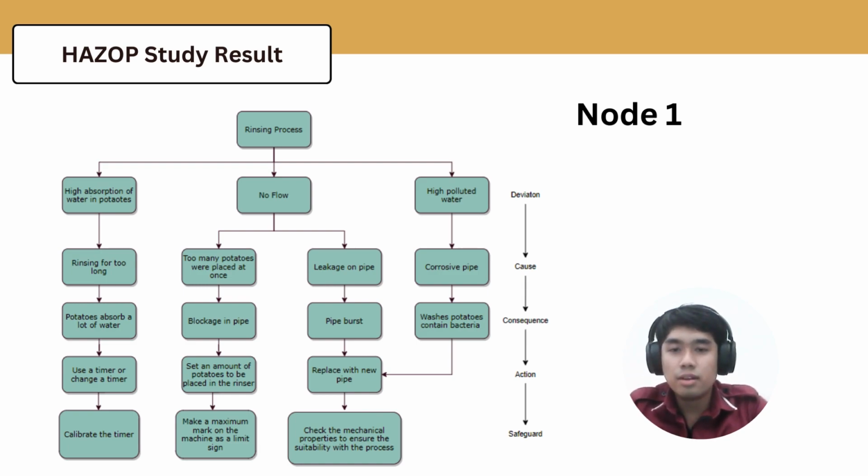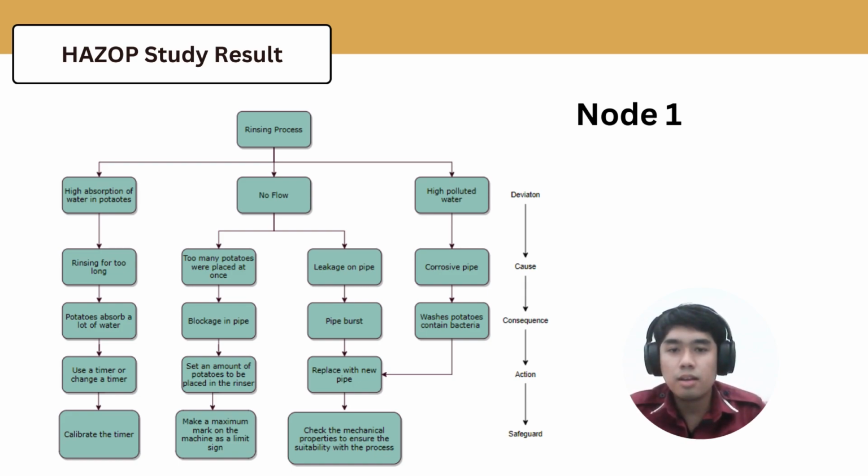And then we have a leakage on pipe. The consequence will make the pipe burst, and then the action that needs to be taken is to replace it with a new pipe, and the safeguard is to check the mechanical properties to ensure the suitability of the pipe with the process.